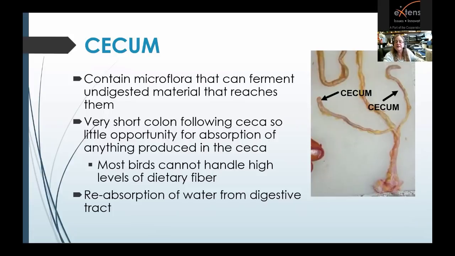Rabbits have a similar thing, but they eat their cecal droppings so that they can get those vitamins. Chickens do not tend to do that, so they don't get a lot out of it. There's a very short colon, so there's very little absorption of vitamins in there, but it is where most of the water is absorbed. Most birds cannot handle high levels of dietary fiber, which is primarily digested in the cecum, which is why chickens don't eat a lot of pasture.